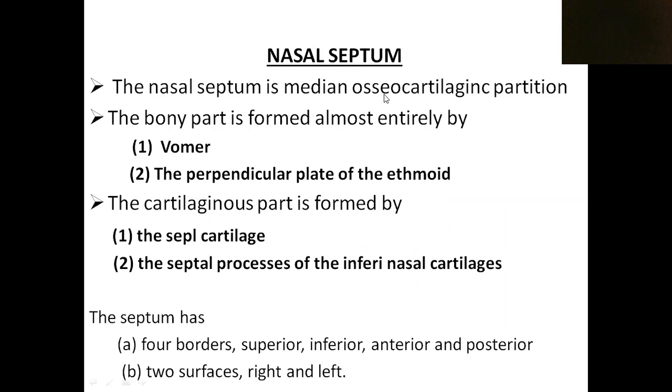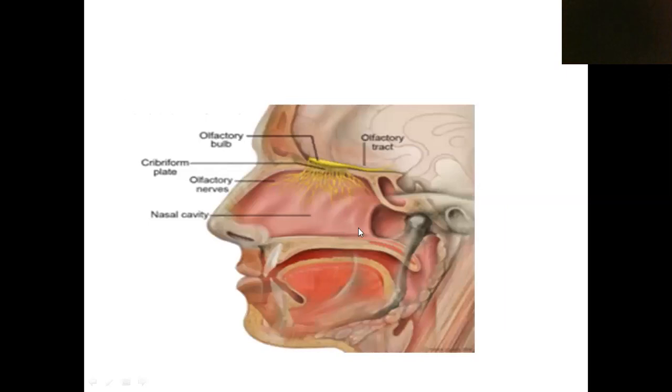The nasal septum is also an osteocartilaginous partition, meaning it is made up of bones and cartilages. What are the bones? Vomer and the perpendicular plate of the ethmoid bone. This is the nasal septum. In the posterior part we can see the vomer bone, which is not there in this diagram. And in this part, the perpendicular plate of the ethmoid.